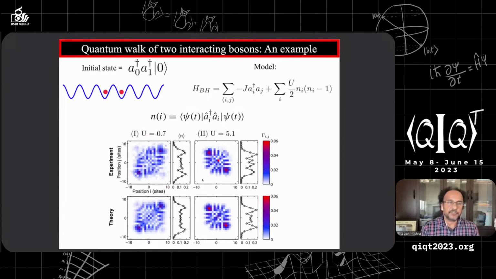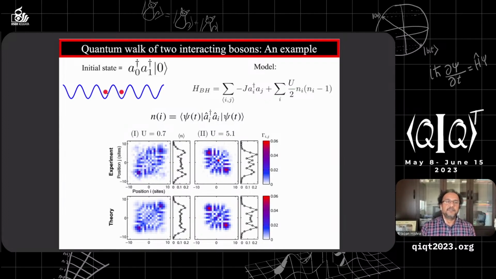Now the second possibility, if you have two identical bosons, could be a0 dagger a1 dagger acting on the vacuum, and that means these two bosons are occupying the two nearest neighbor sites. So in this case, what happens? People in this conference have probably already heard about Hanbury Brown and Twiss type interference effects of photons. When these bosons are identical and not interacting with each other, they will exhibit Hanbury Brown and Twiss type interference.